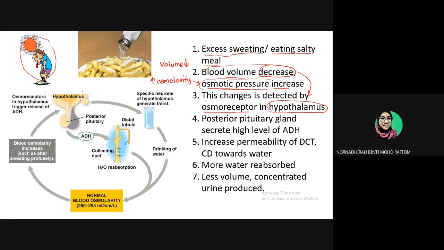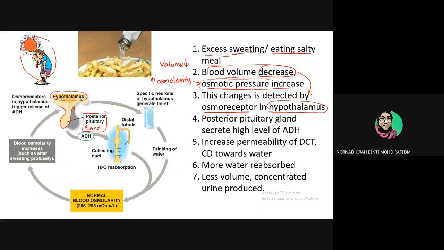So kita tahu hypothalamus ada dua gland yang extension of hypothalamus. The first one is posterior pituitary gland. The another one yang belakang ni adalah anterior pituitary gland. However, we will focus on posterior pituitary gland. Posterior pituitary gland will secrete one type of hormone to regulate osmoregulation, to regulate our water content in our blood.